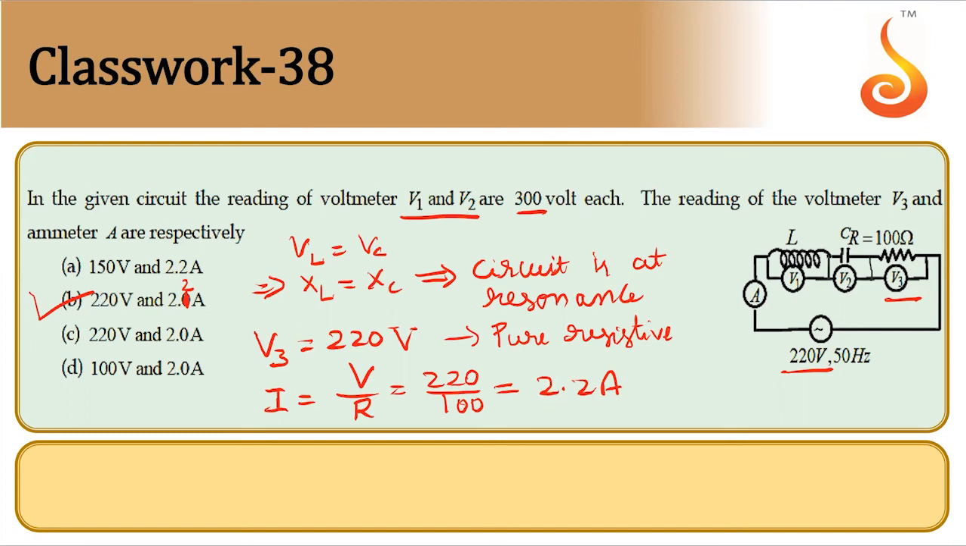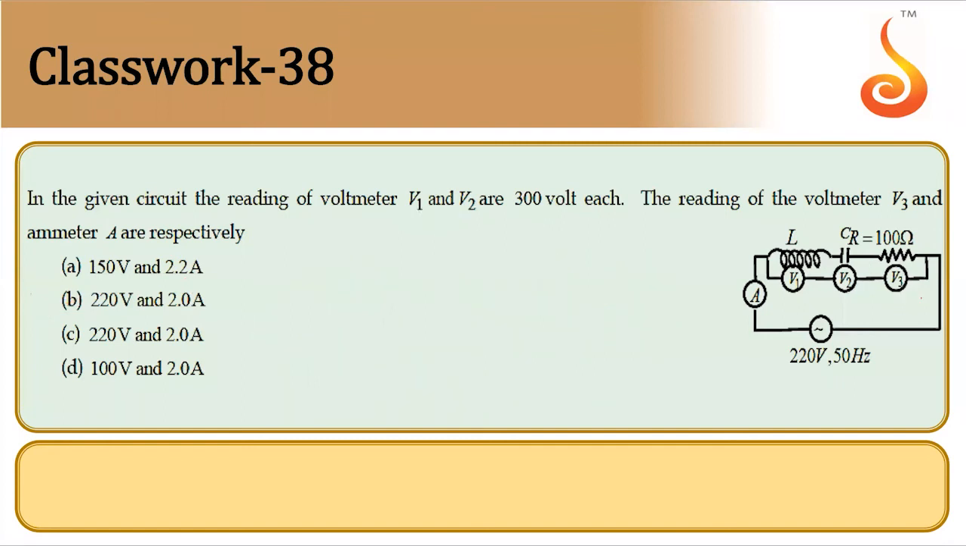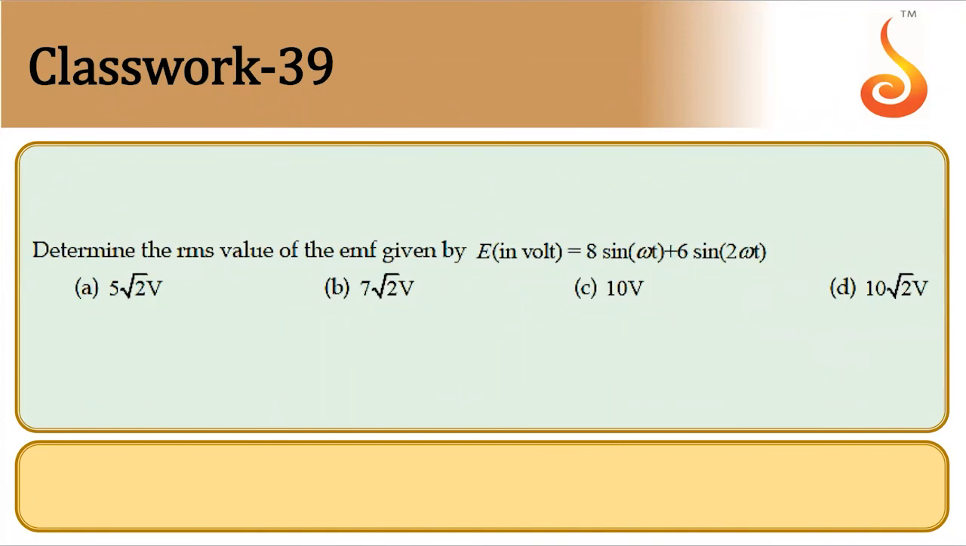Yes. Hope you have taken this. So we'll move on to next. Determine the RMS value of EMF given by E equals 8 sine omega t plus 6 sine 2 omega t.